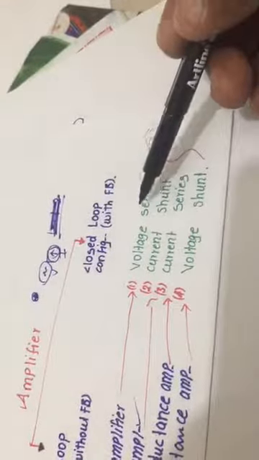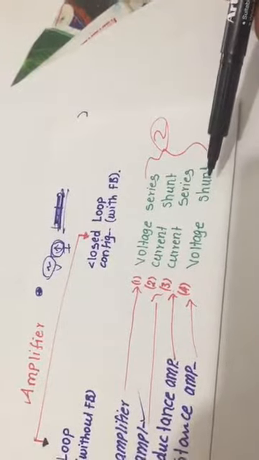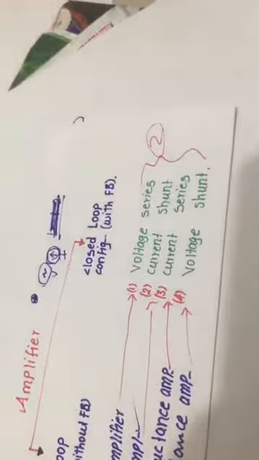So what is left for us is voltage series, current shunt, current series, and also voltage shunt. These 4 topics we will discuss in lecture number 6.